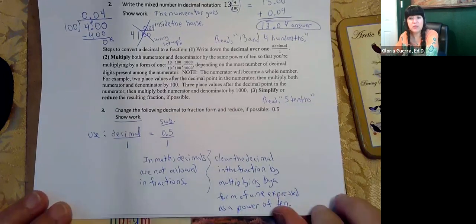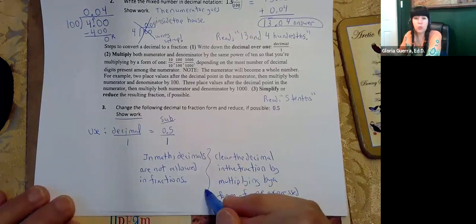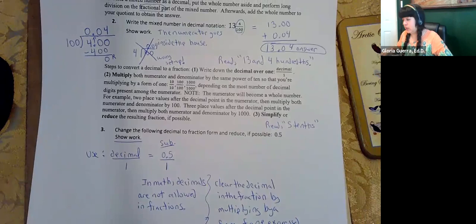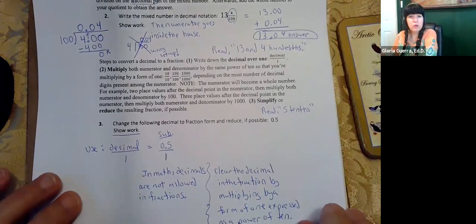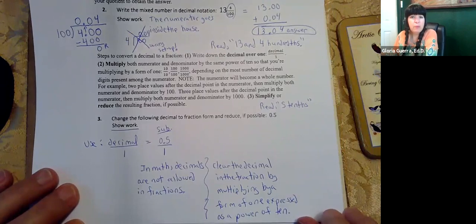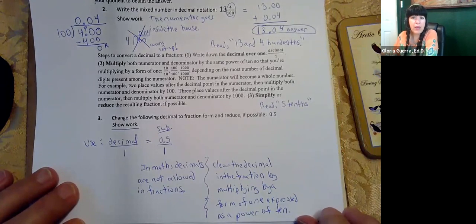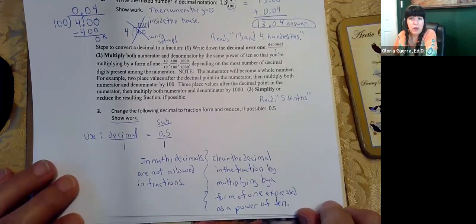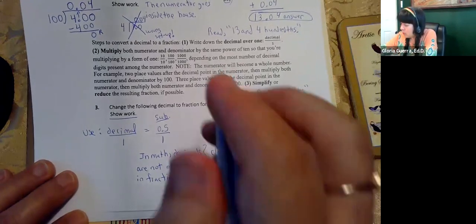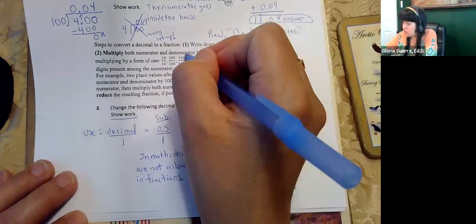So I'm saying this in other words. Okay, because at the top, if you look at your steps, if you look at number 2, it says multiply both the numerator and the denominator by the same power of 10 so that you're multiplying by a form of 1. And here are your examples and your limitations.